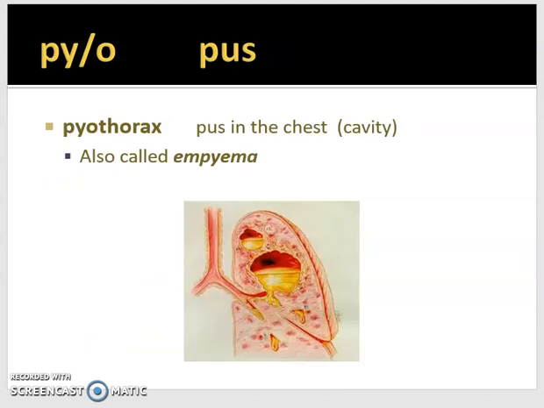Pyo, combining form for pus. So pyothorax is pus in the chest cavity. Empyema is another word for it. And same concept as we discussed. So it's not blood, it's not water, it's pus that's in the chest cavity, and it's having the same effect. It's preventing the lungs from functioning correctly.